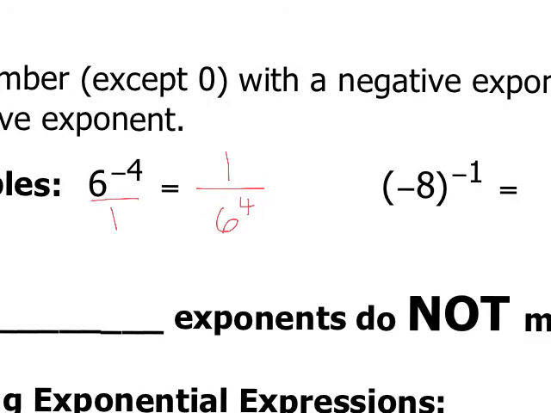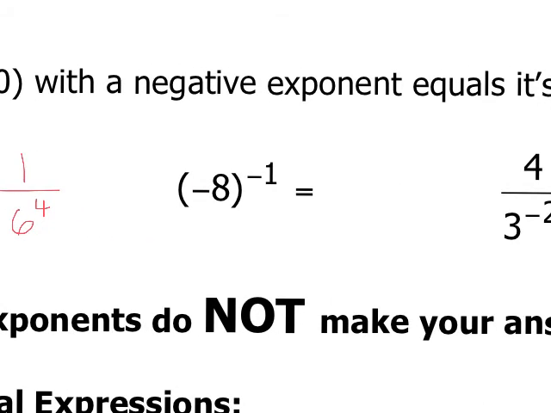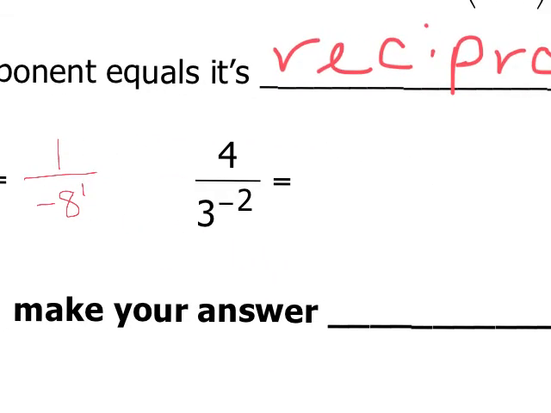Okay? If I look at negative 8 to the negative 1, it is currently on top. That means it needs to flip down to the bottom as negative 8 to the positive 1. Okay, let's test our knowledge on this third example. Where is 3 to the negative 2? It's on bottom. So where does it go? On top. So if I have a negative exponent that is on bottom, then reciprocal would mean it flips up to the top.